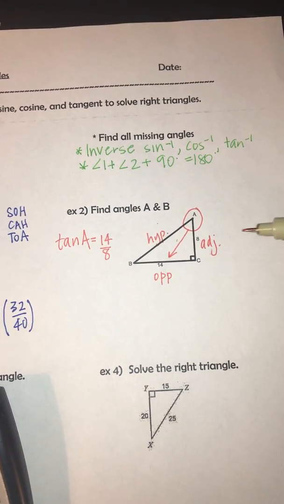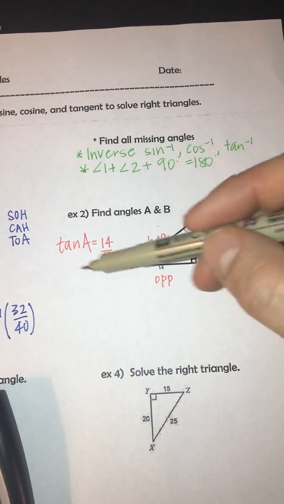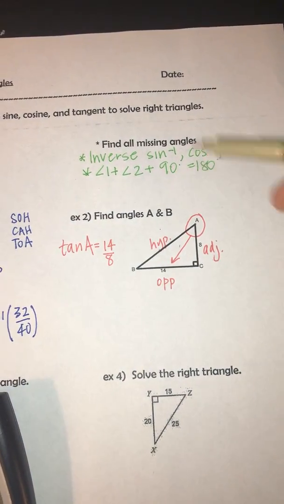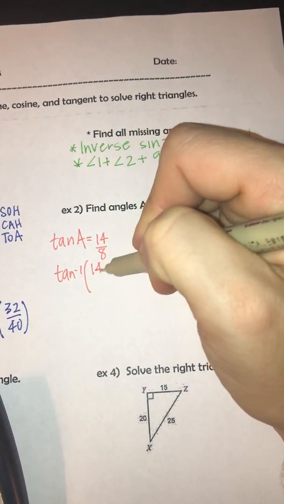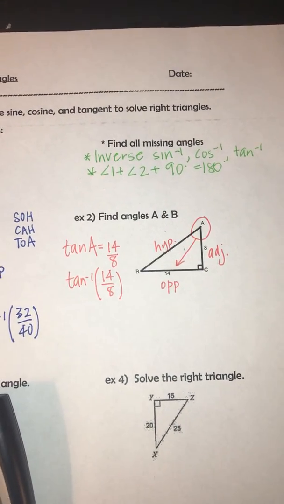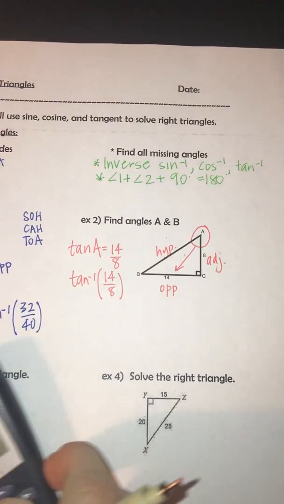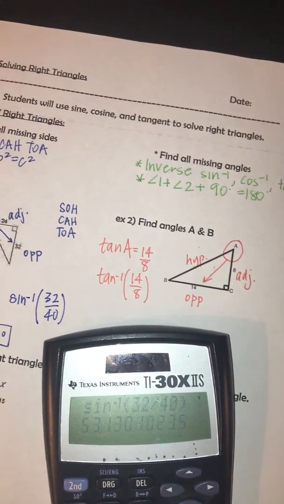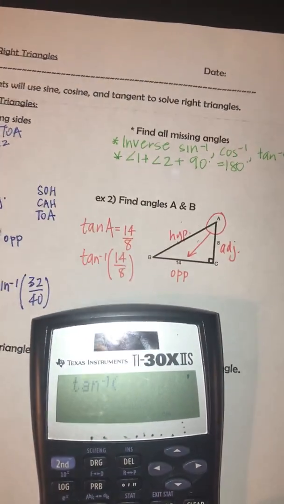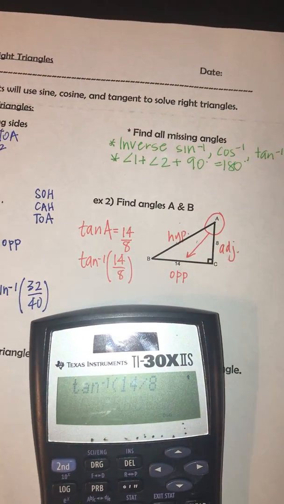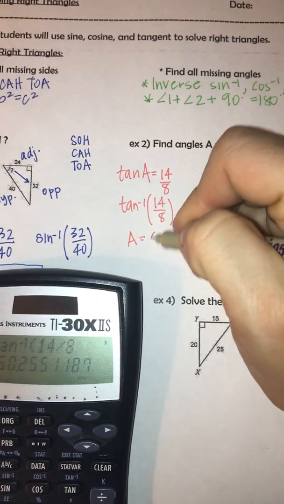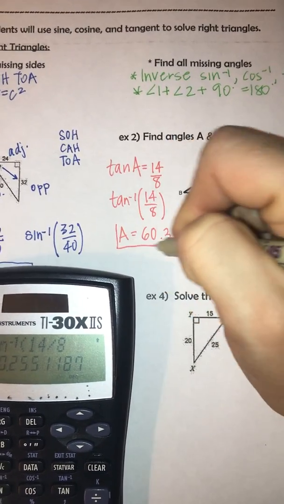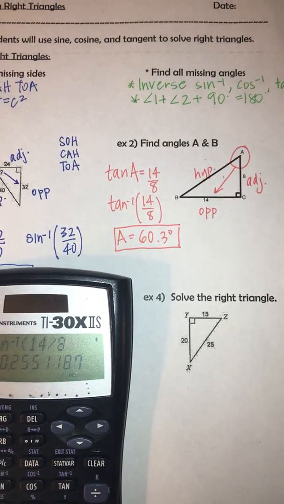So in order to solve for A, again, to undo and get that angle alone, we use the inverse tangent, which again is a button on our calculator. So I'm going to pull that up. So inverse tangent of 14 over 8. And so I get 60.3 for my angle. So there's our angle A.